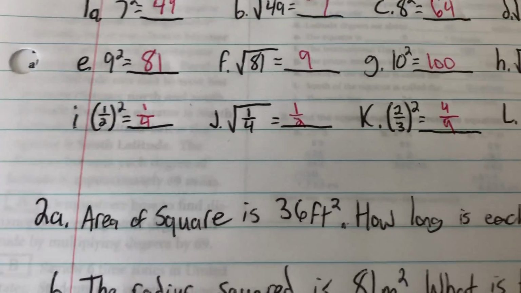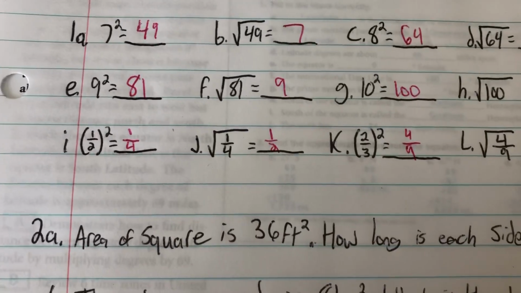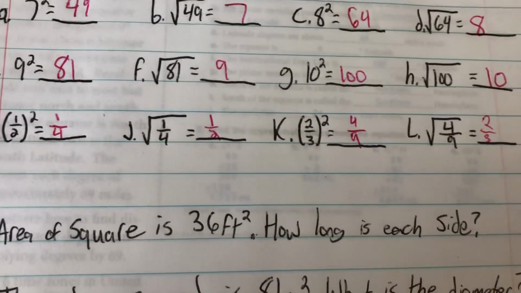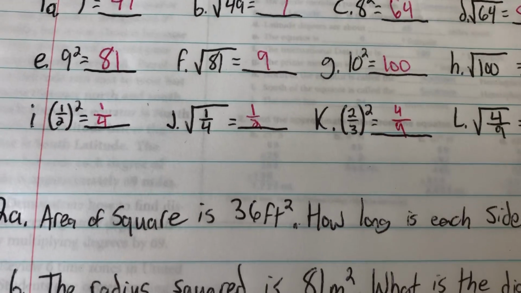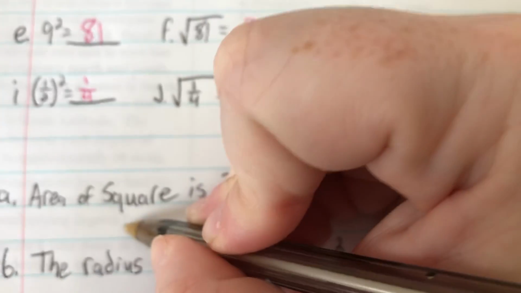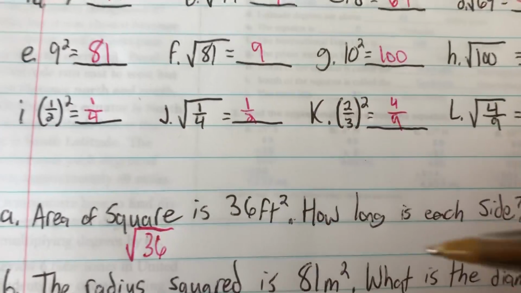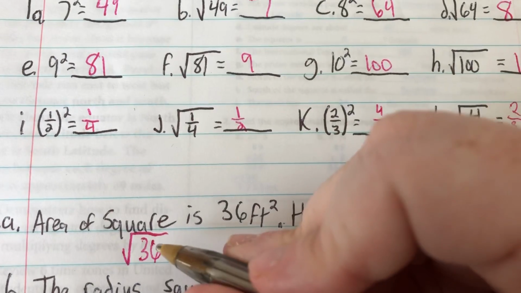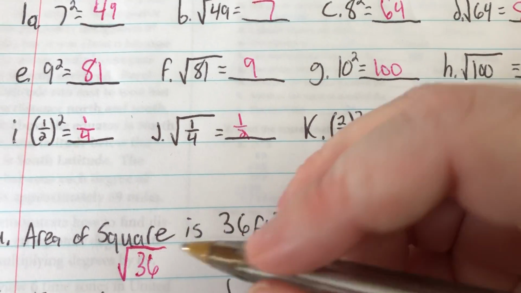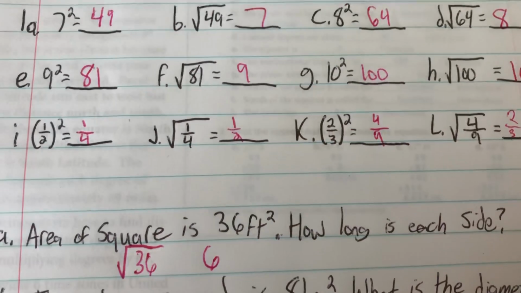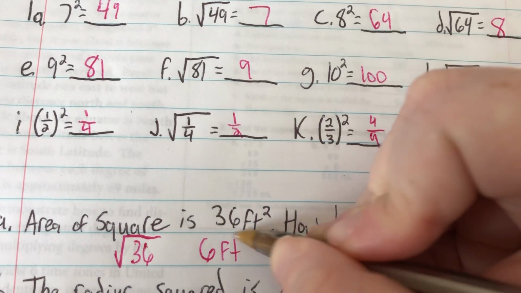Okay, then we have some word problems. We have that the area of a square is 36 feet squared. How long is each side? Well, we know that the formula for area of a square is side squared. So basically it's asking, what is the square root of 36? Well, I can figure out what number times itself equals 36. That is 6. 6 times 6 is 36. So each side of the square would be 6 feet long.